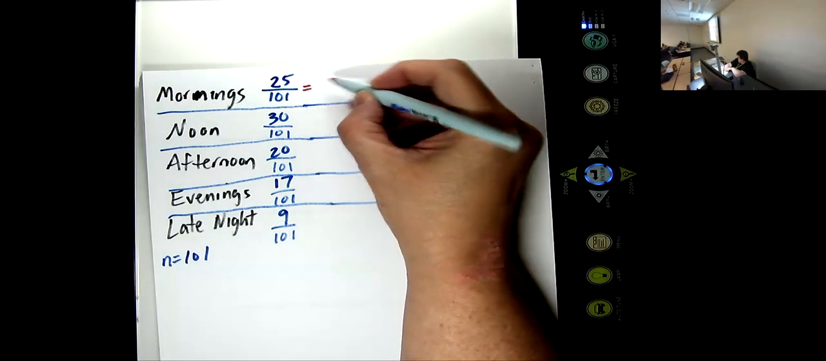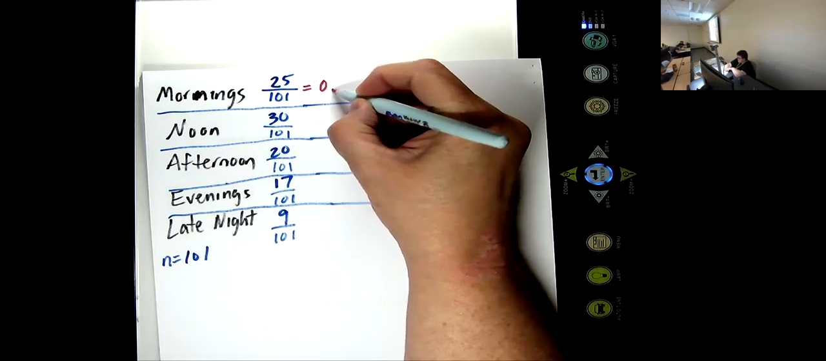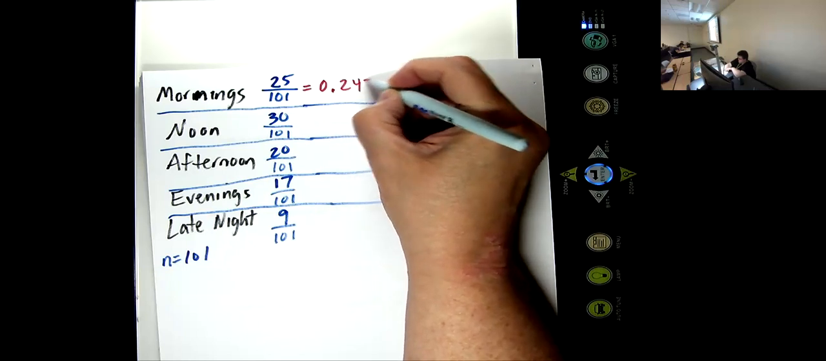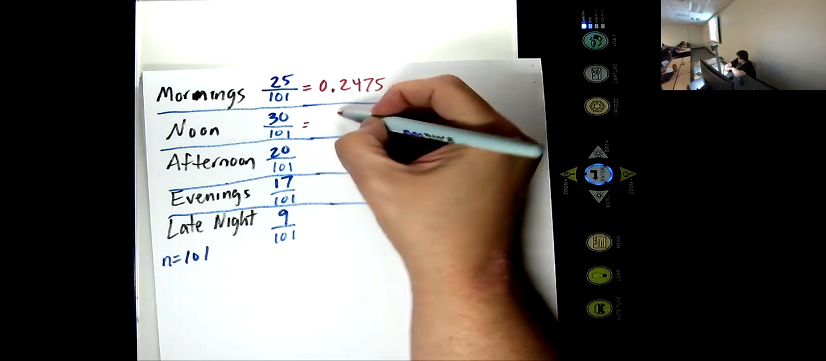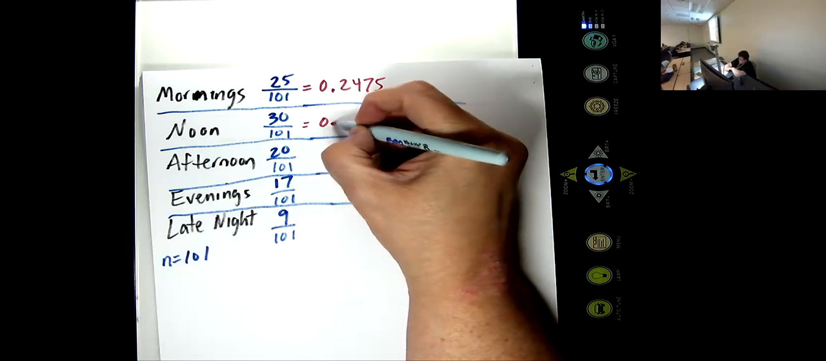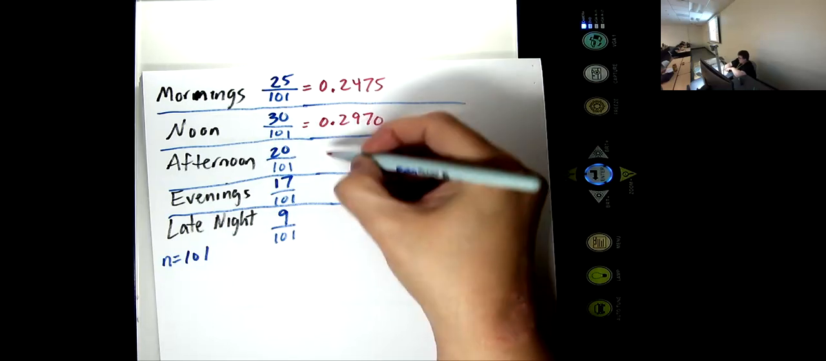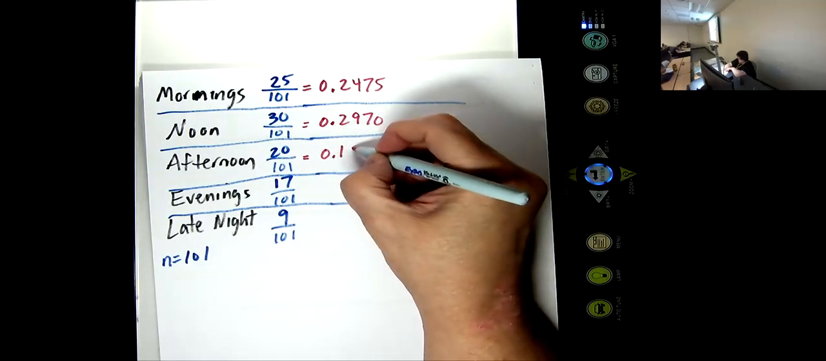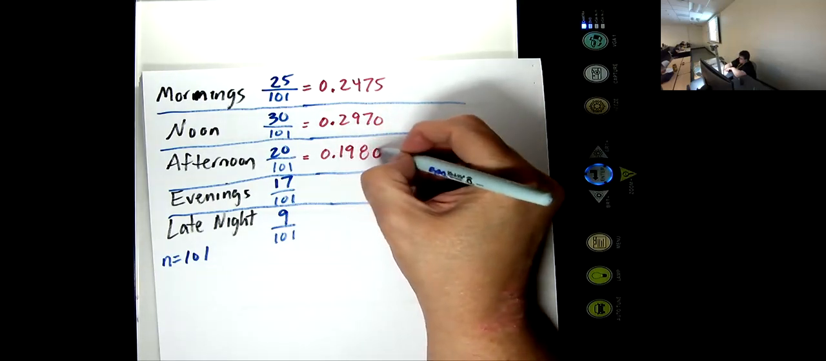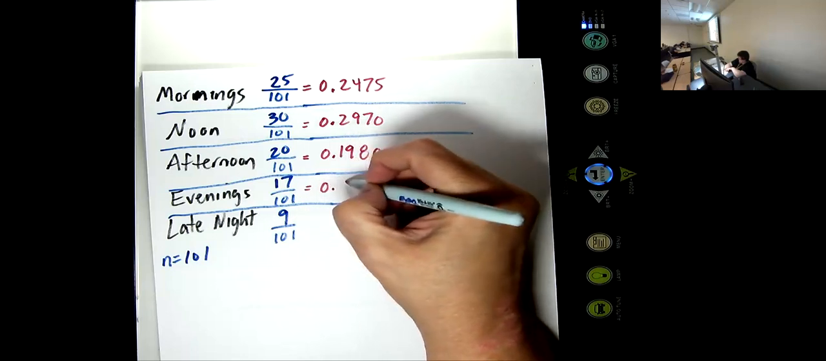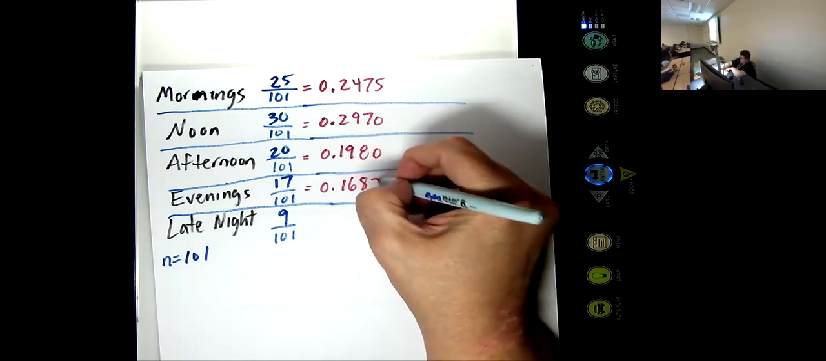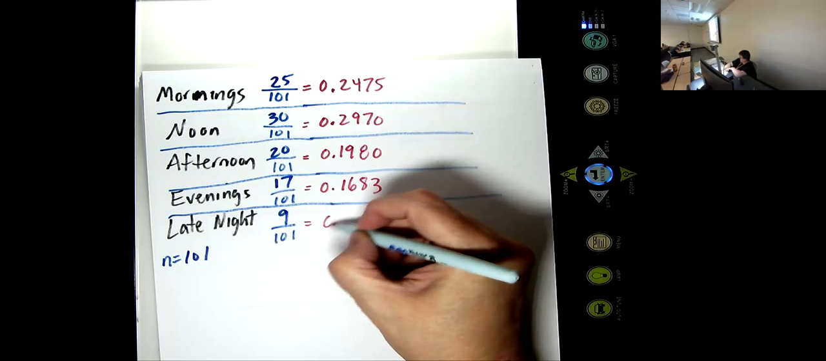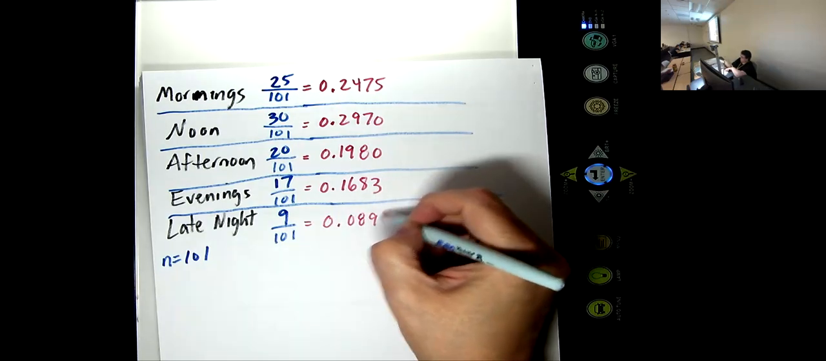So this was 0.2475. This was 0.2970. This was 0.1980. 0.1683. 0.0891.